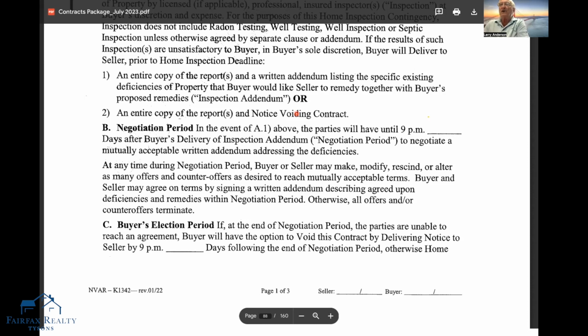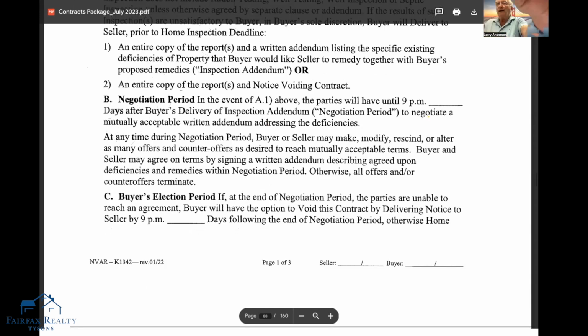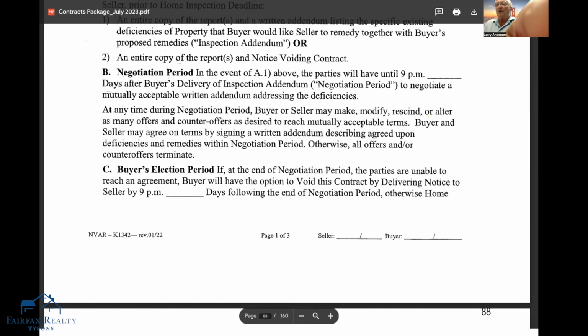Consider letting me out of all the terms of the contract and give me my money back. Two different actions, okay? Now, we sent over a list of items we want fixed on that addendum form. Now we're in the negotiating period. You have until 9 p.m. Give yourself enough time here.